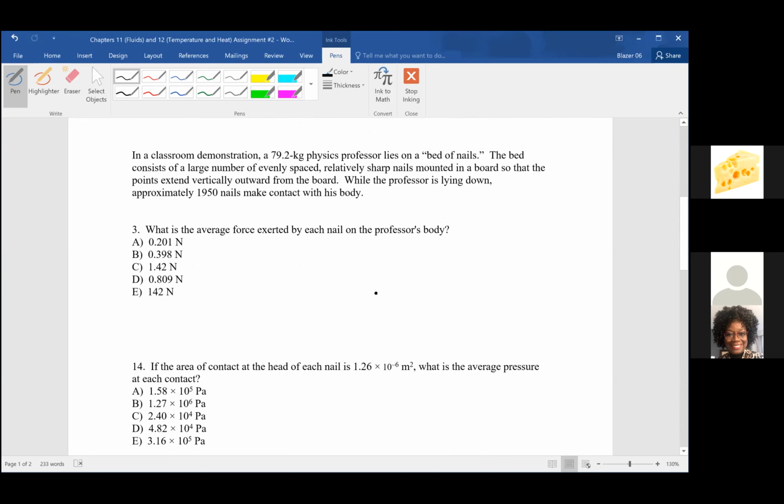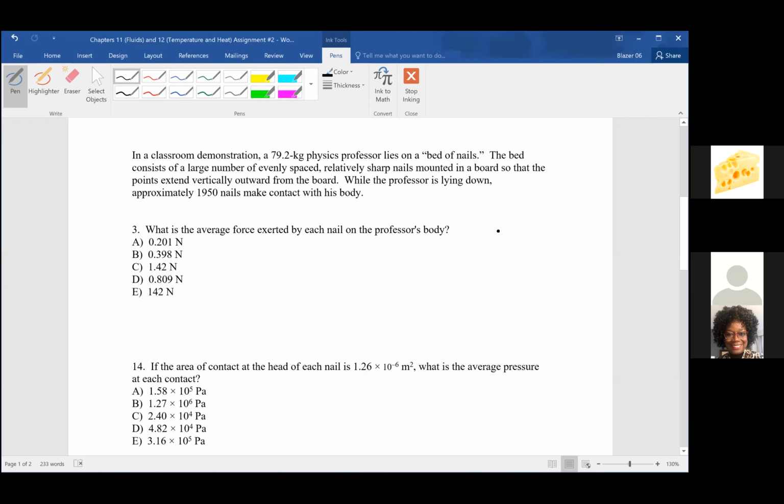In a classroom demonstration, a 79.2 kilogram professor lies on a bed of nails. The bed consists of a large number of evenly spaced, relatively sharp nails mounted in a board so that the points extend vertically outward from the board. While the professor is lying down, approximately 1,950 nails make contact with his body. What is the average force exerted by each nail on the professor's body?